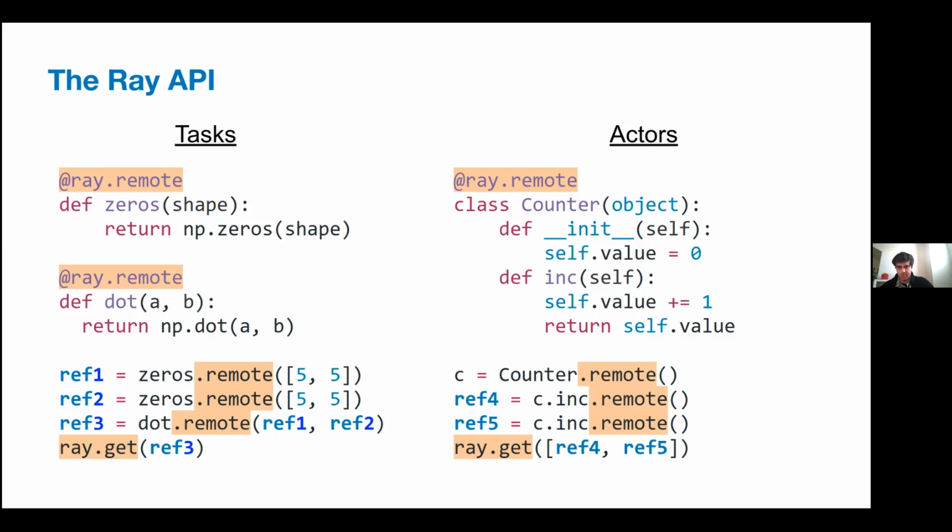So these are stateful objects here. And then finally, when we invoke ray.get, the same thing as before happens. We can invoke ray.get on a number of different references, and that will block until all the references that have been invoked have actually been computed.